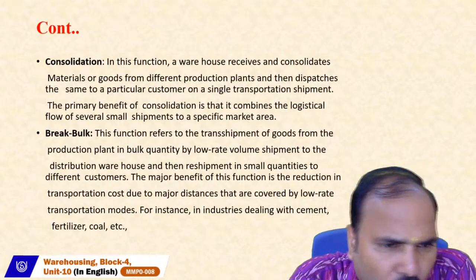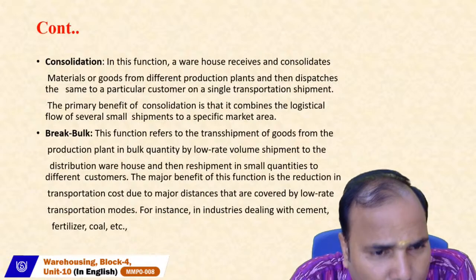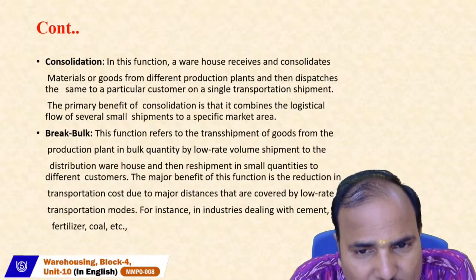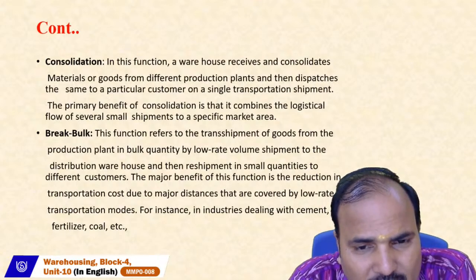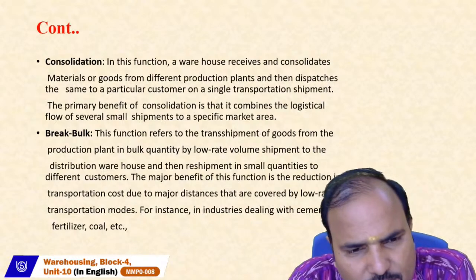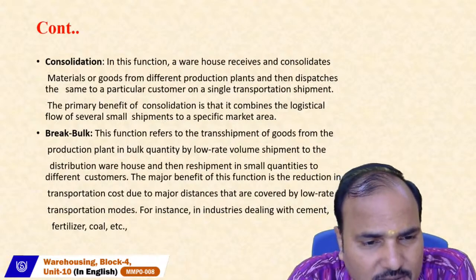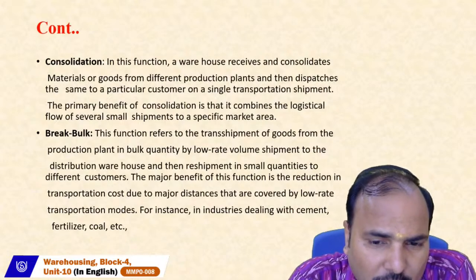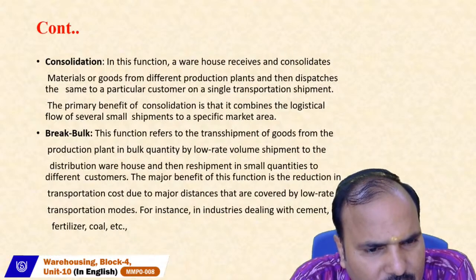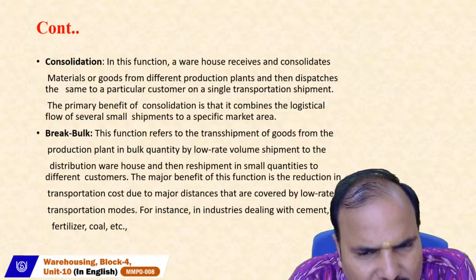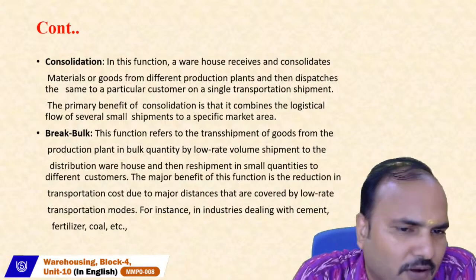In break bulk, this function refers to the transshipment of goods from the production plant in bulk quantity by low rate volume shipment to the distribution warehouse, and then they are reshipped in small quantities to different customers. The major benefit of this function is the reduction in the transportation cost due to major distances that are covered by low rate transportation modes. For example, industries dealing with cement, fertilizer, coal, etc., follow this type of function.